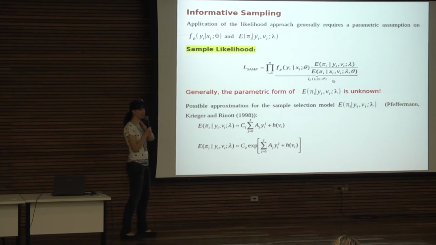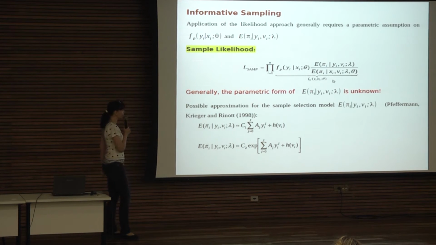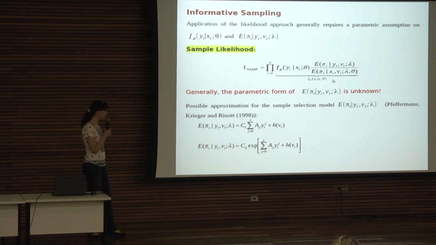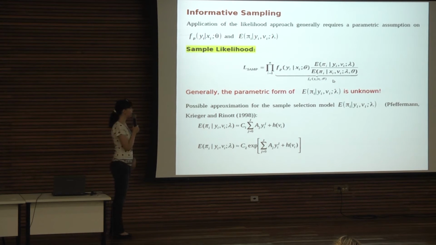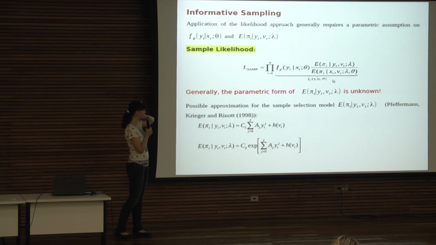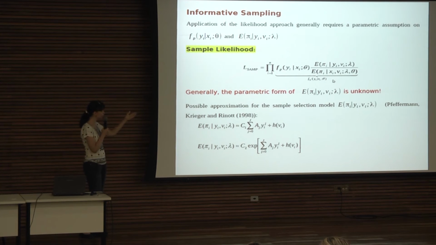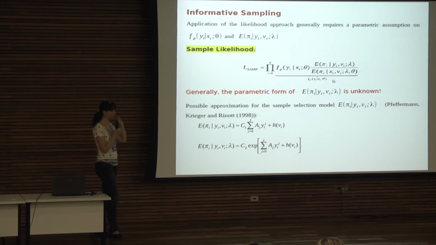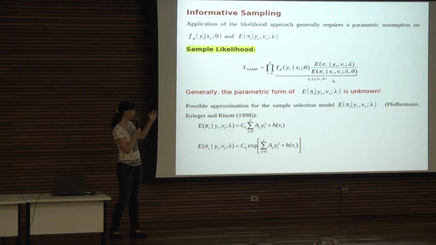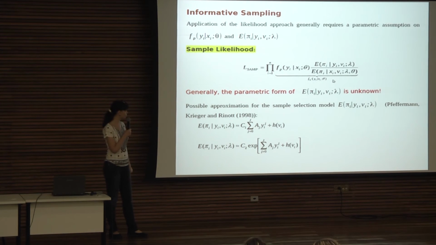Also note that if the sample selection process is not informative, where these expectations don't depend on y, then the numerator and the denominator cancel out, and the population distribution coincides with the sample distribution. However, if the sampling process depends on y, the sample distribution, as you can see, doesn't generally coincide with the population distribution.